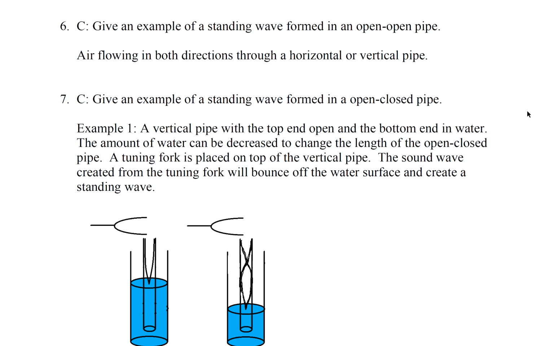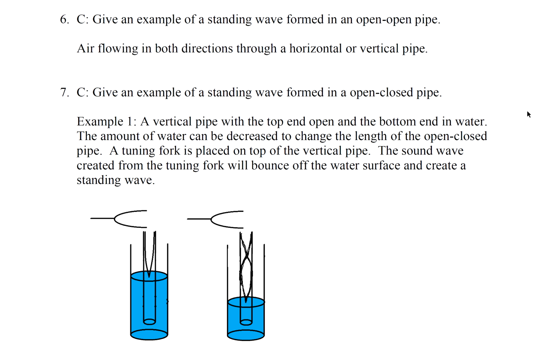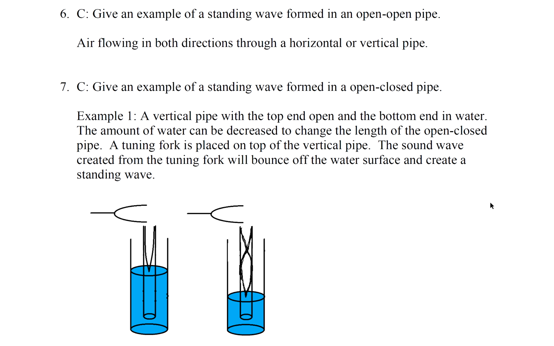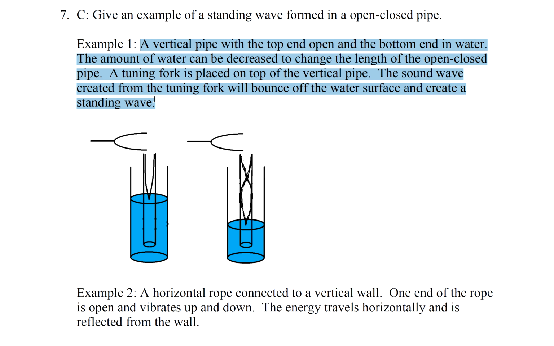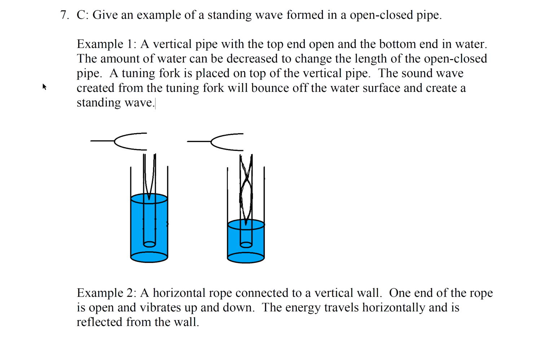Question 6. Give an example of a standing wave formed in an open pipe. That's air flowing in both directions through a horizontal or vertical pipe. Question 7. Give an example of a standing wave formed in an open-closed pipe. So here's an example. A vertical pipe with the top end open and the bottom end in water. The amount of water can be decreased to change the length of the open-closed pipe.